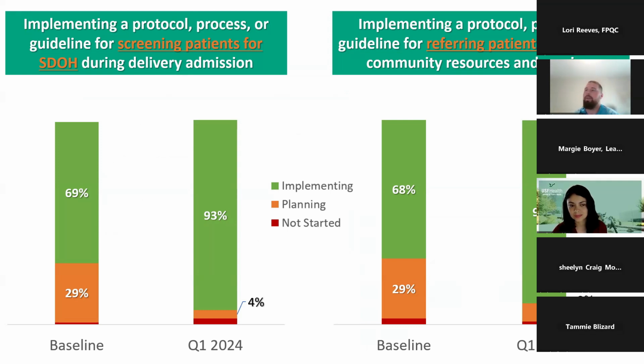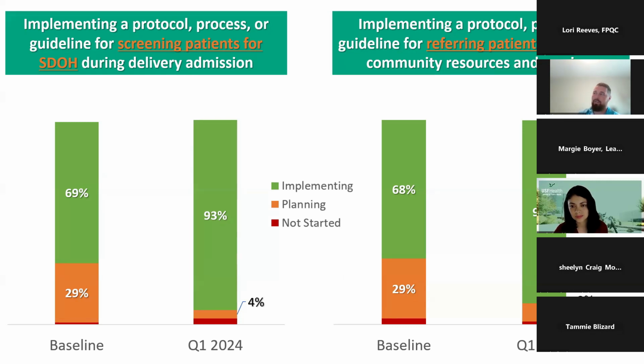So on the left, we have the implementation of a protocol process or guideline for screening patients for social determinants of health during delivery admission. In this, at the baseline, which would have been Q3 2023, we see that 69% of our hospitals had some level of implementation for this structural measure. But now we see in Q1 of 2024, 93% of our hospitals in mother-focused care are at some level of implementation with the structural measures. So we have 93% of hospitals that are implementing a guideline for screening patients for social determinants of health.